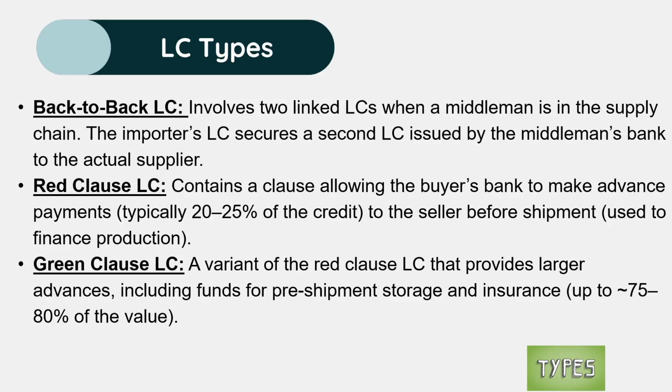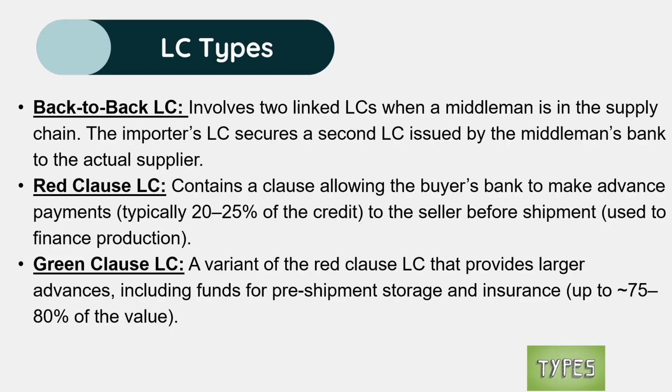Next is back-to-back LC. What does it involve? It involves two linked LCs when a middleman is in the supply chain. The importer's LC secures a second LC issued by the middleman's bank to the actual supplier. So when some middleman is there, he also takes assurance from the middleman's bank against the established LC. So here you can say it is also a double assurance. So it is a back-to-back LC.